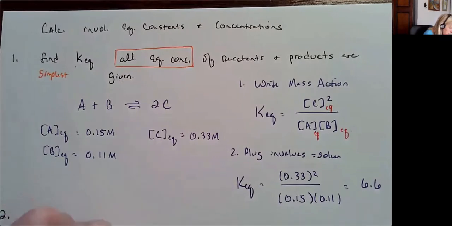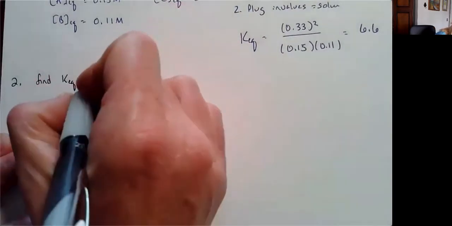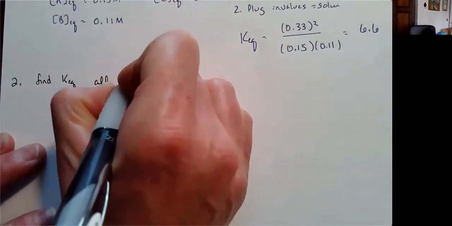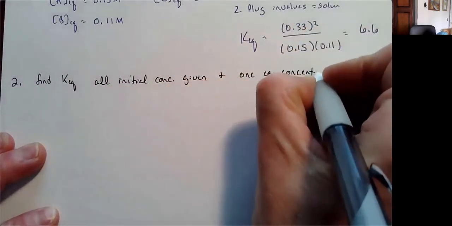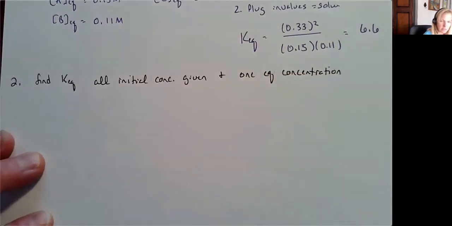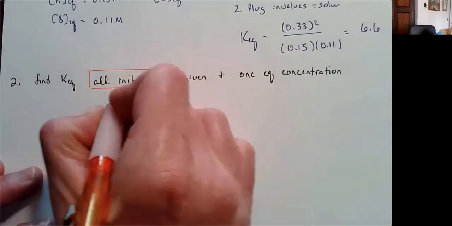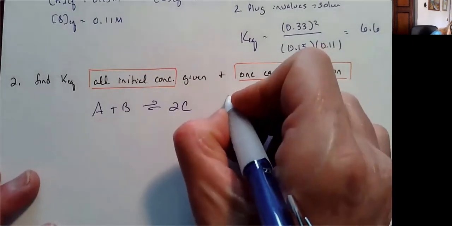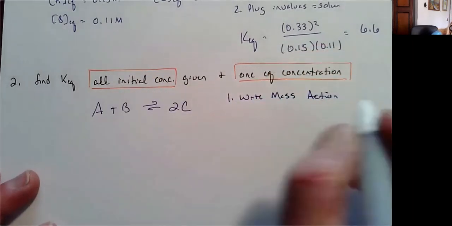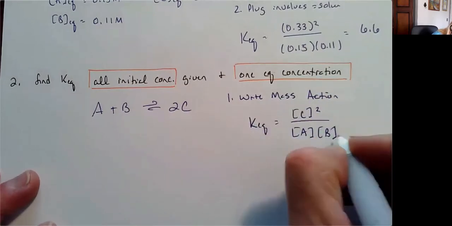The second type would be if I want to find KEQ, the equilibrium constant, and all my initial concentrations are given to me, and one equilibrium concentration. Doesn't matter which one, as long as one of the equilibrium concentrations is given. So now I have all my initial concentrations and one equilibrium concentration. I'm going to go back to my problem and write my mass action, which is the same because this is the same equation. Again, these are all my concentrations at equilibrium.